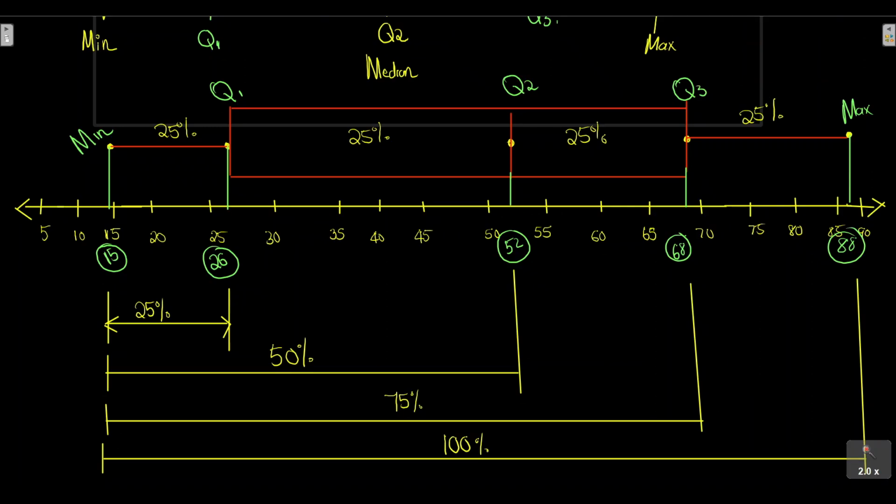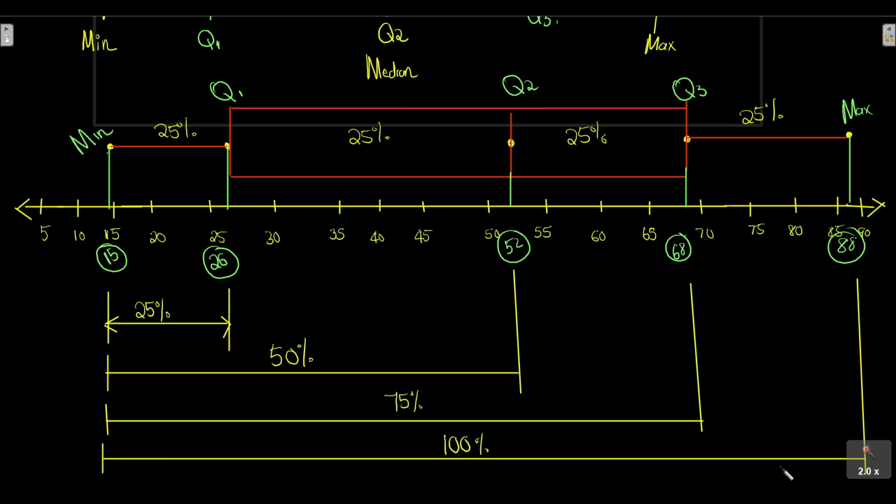Okay, so from there, we can just add. If we want to go from the minimum to Q2, 25% plus 25% gives us 50%. If we want to move from the minimum to the Q3, 25% plus 25% plus 25% gives us 75%. And if you want to move from your minimum to your maximum, 25 plus 25 plus 25 plus 25 gives us 100.